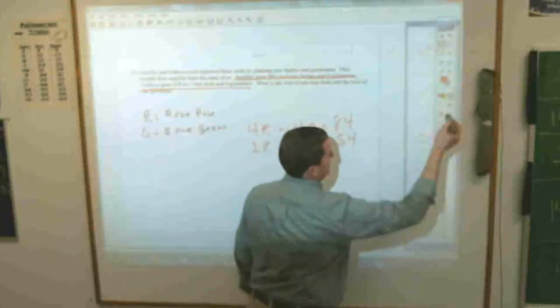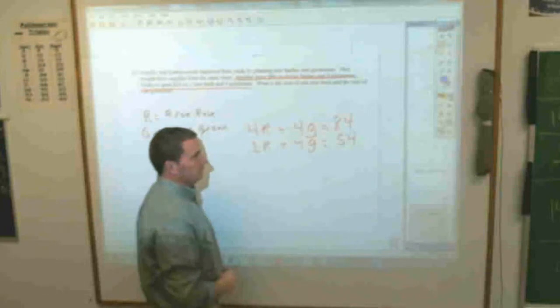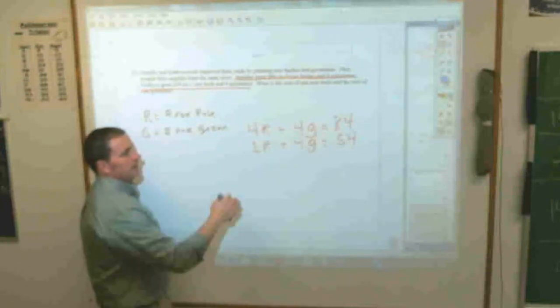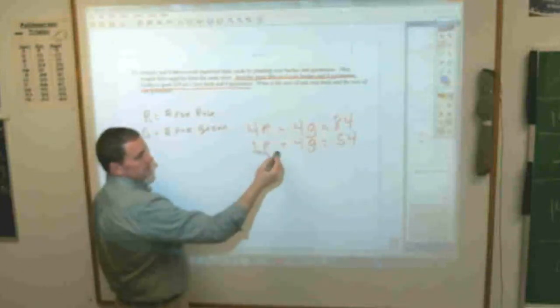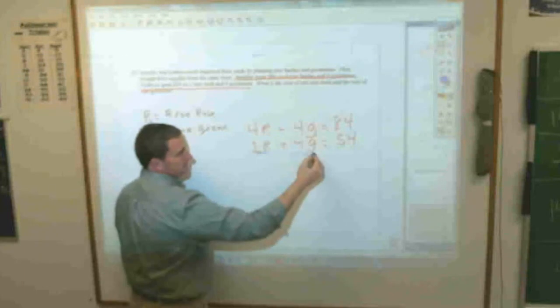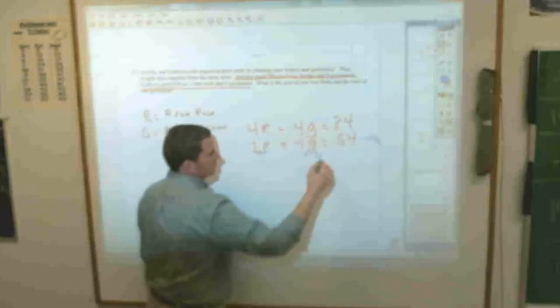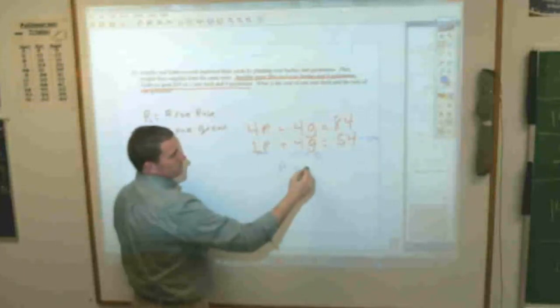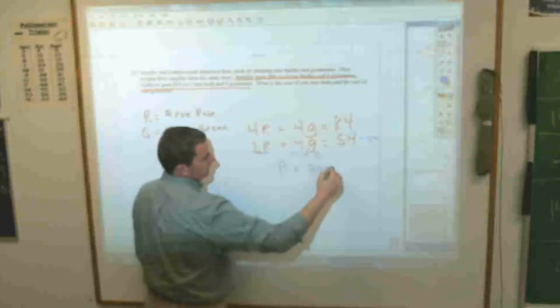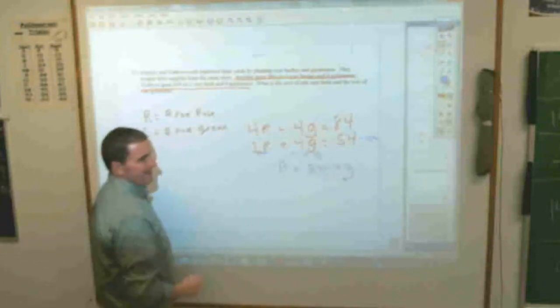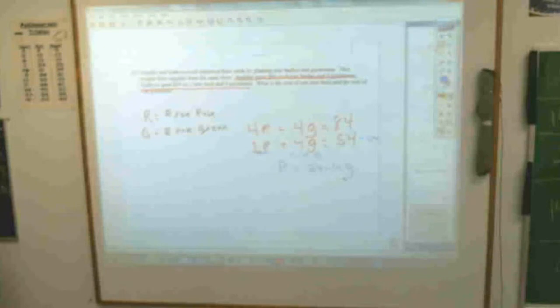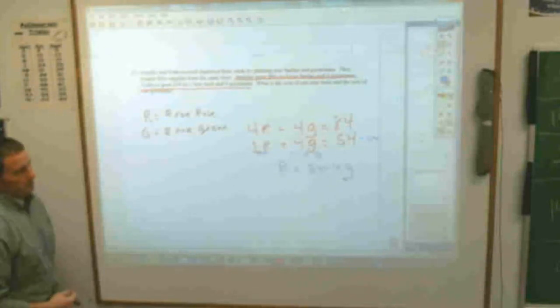If you had a big enough piece of graph paper, you could graph it and see where they intersect, but we're not going to do that. This is the logical one. You're going to subtract 4g. So R equals 54 minus 4g. How many people got that far? That was step number 2.